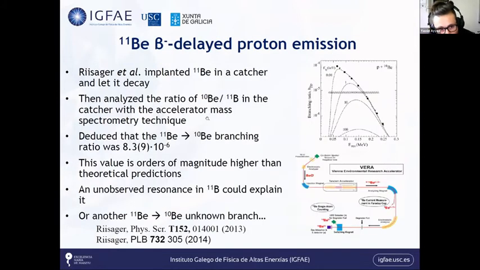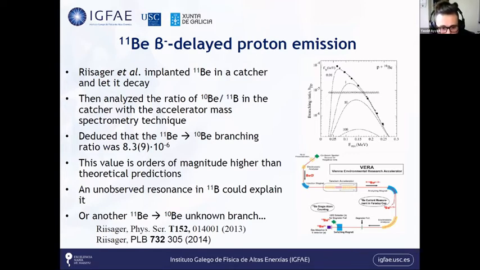There was a very first attempt to measure this decay by Riisager and collaborators, that was done by implanting beryllium-11 in a catcher and letting it decay. And of course, the way you analyze that is by bringing your sample to an AMS and analyzing how many beryllium-11 you have. So this is kind of a passive technique in that regard. And they deduced quite a high branching ratio for that particular channel. But one has to say that this means that it would be all the channels leading to any residue that would be together with beryllium-10. That means proton emission, and of course the hypothetical dark neutron decay, okay?